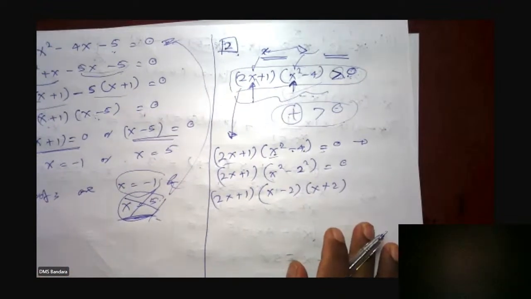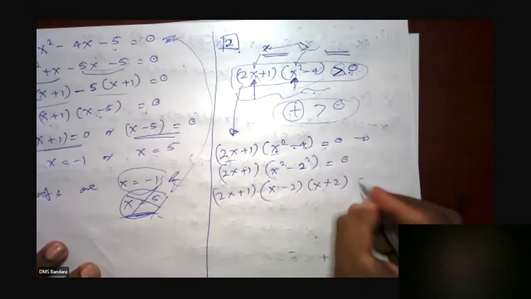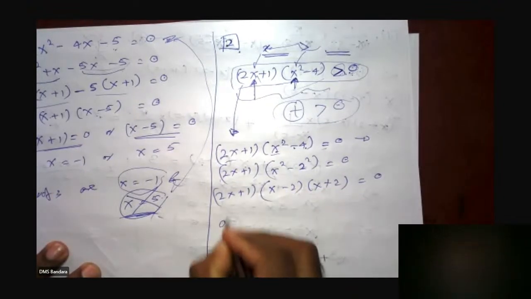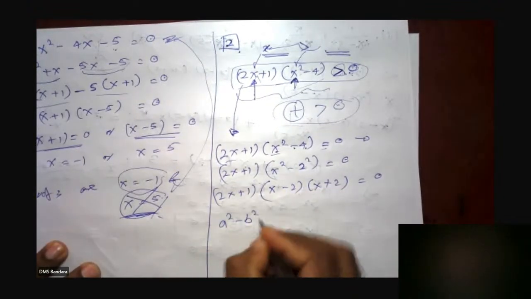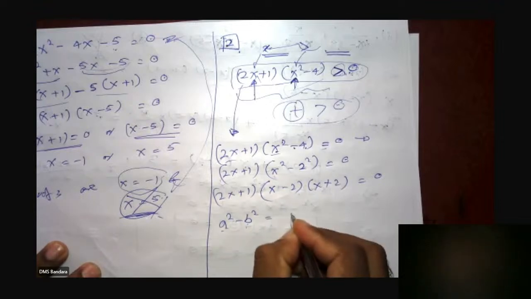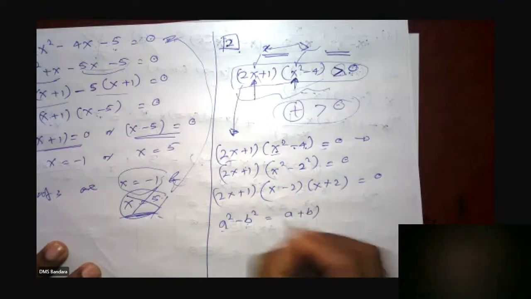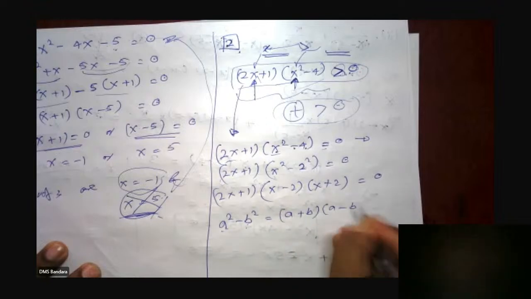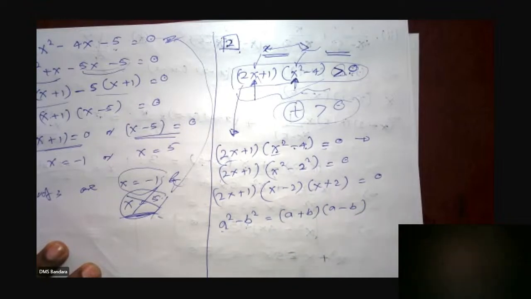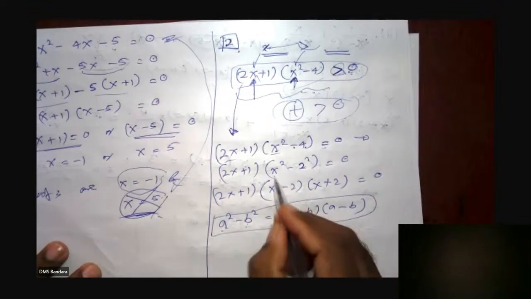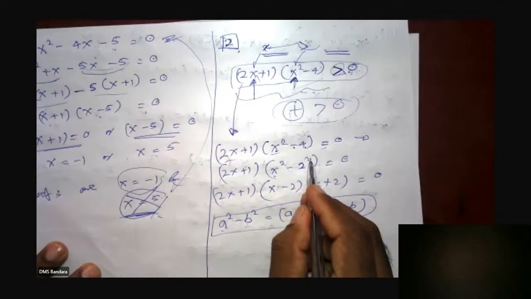I hope you know how to factor the difference of two squares. If a squared minus b squared is the difference of two squares, the factors are a plus b and a minus b. Right? A plus b and a minus b. By using this one, we can factor x squared minus 2 squared.